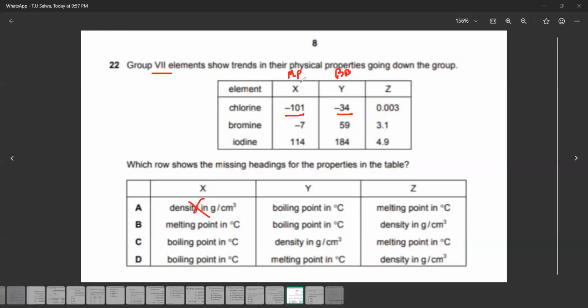So column X is representing the melting point. Y is representing the boiling point, and both increase as we go down the group. And Z is representing the densities. Density also increases because the first two are gases, then a liquid, and then a solid. So melting point, boiling point, and density. So B should be the right answer. Is this one clear?